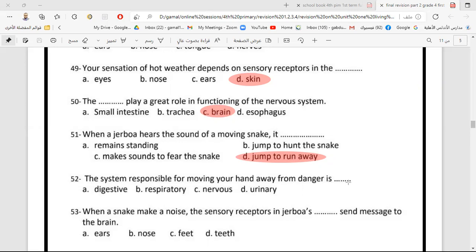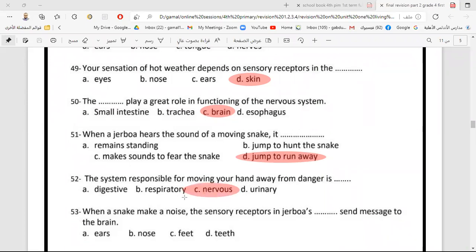Next, Hamza Muhammad. Are you ready, Hamza? Yes. Number 52. The system responsible for moving your hand away from danger is... This is the last question today. The system responsible for moving your hand away from danger is digestive system, or respiratory system, or nervous system, or urinary system, which helps you to move your hand away quickly.